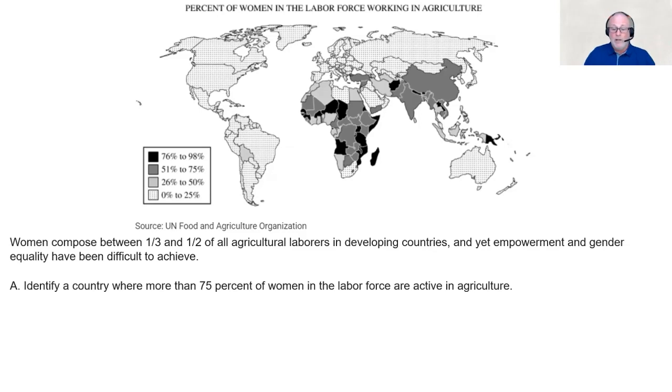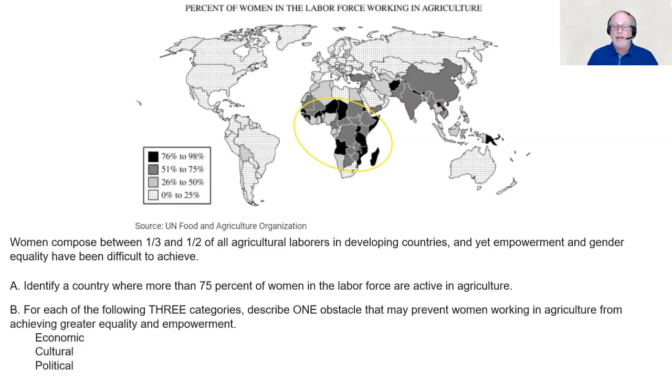Well, we can see lots of countries that we could name, right? We could use Madagascar. We could say Mozambique. We could say Chad or Niger. So then they want to say, okay, for each of the following 3 categories, and notice those categories are economic, cultural, political. Hey, remember ESPN? It's going to say to describe one obstacle from each of those categories that may prevent women working in farming from achieving empowerment.